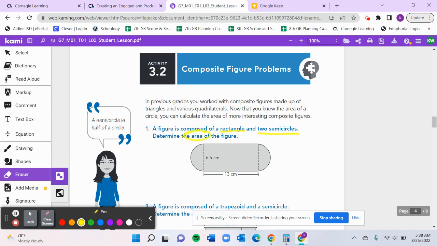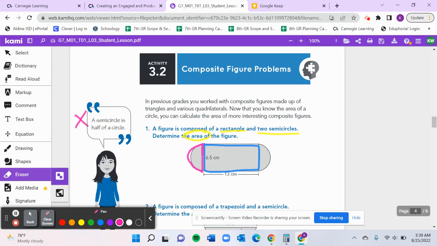So the question says I'm looking for the area of a figure. I've got a rectangle, which I'm going to highlight in blue. And I've got 2 semicircles, which I'm going to highlight in pink. Also, think about this. If I have 2 semicircles, what could I do to make solving a lot easier? Pause here. If you said something like put them together to create one full circle, you are absolutely correct.